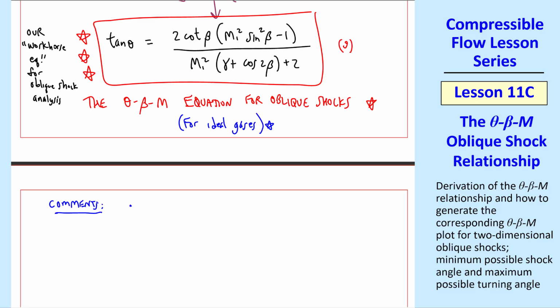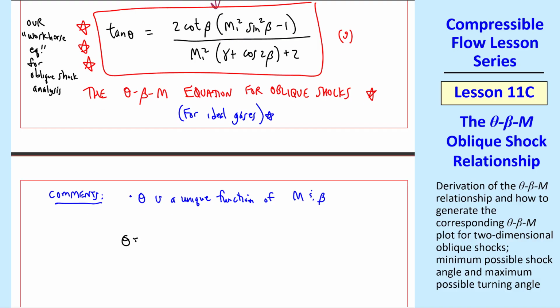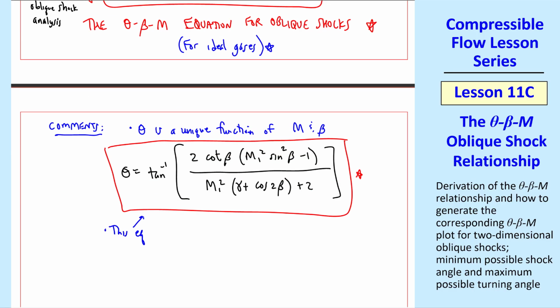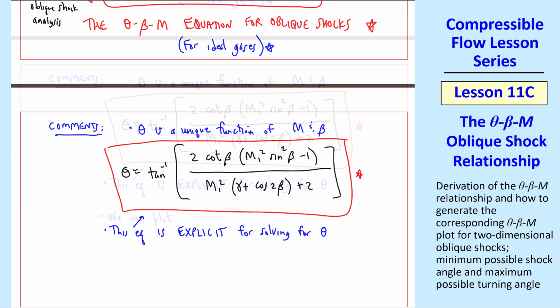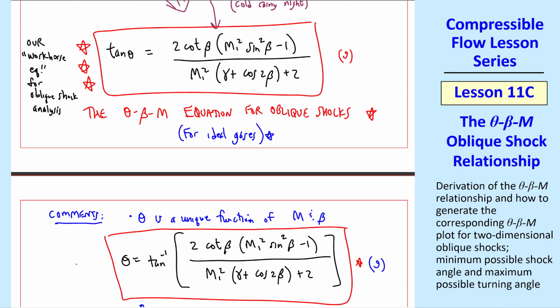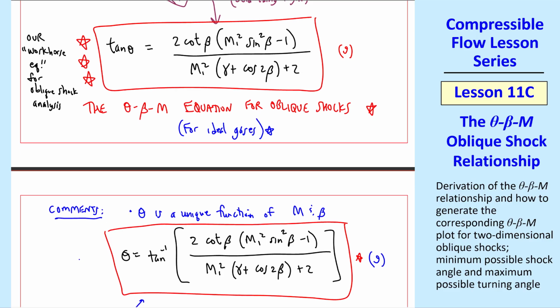I'll give some comments about the Theta-Beta-M equation here. First, theta is a unique function of M and beta. So if we pick some beta and some M, remembering that this is M1, we can get theta. Explicitly, theta is the arctangent of the quantity on the right, which I duplicated here. In other words, this equation is explicit for solving for theta. By the way, I'll call this equation 9 as well, since it's really no different from our first equation 9.